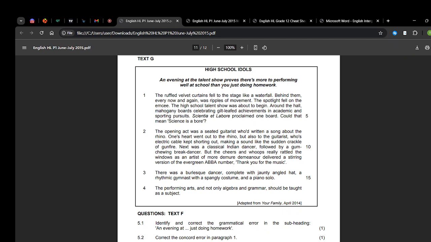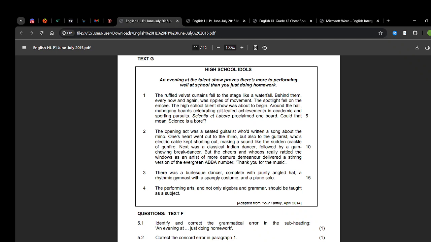So they say, an evening at the talent show proves there's more to performing well at school than you just doing homework. Whose homework? You understand? Is it your friend's homework or is it your homework? So they forgot to include the word "your". I feel like that's not a fair question on some students, because if you're going to ask a question like that, at least make it obvious that there's a word missing. But yes, 100% the "your" is missing, because whose homework are we referencing?